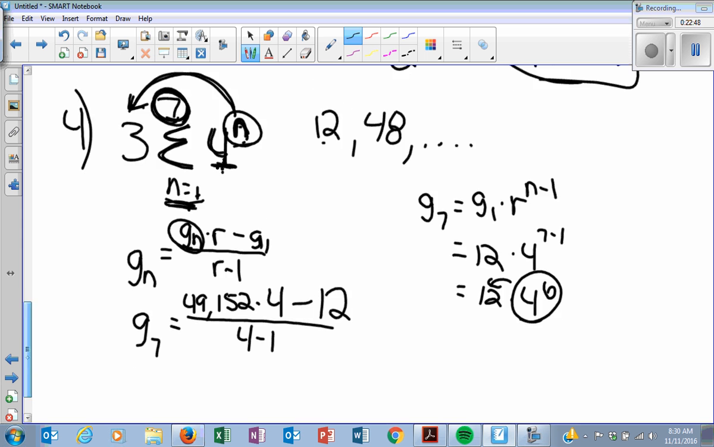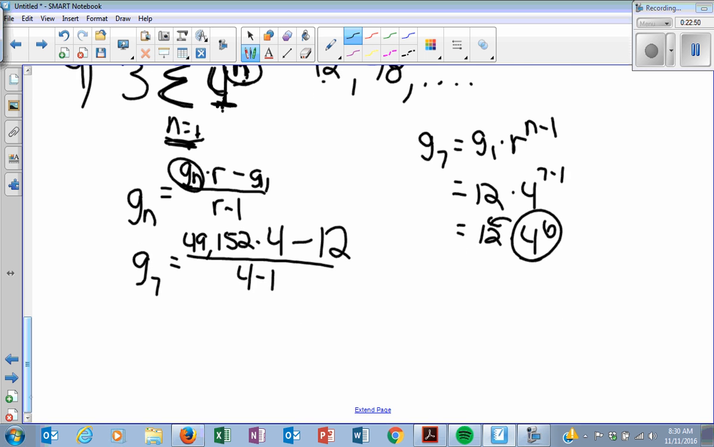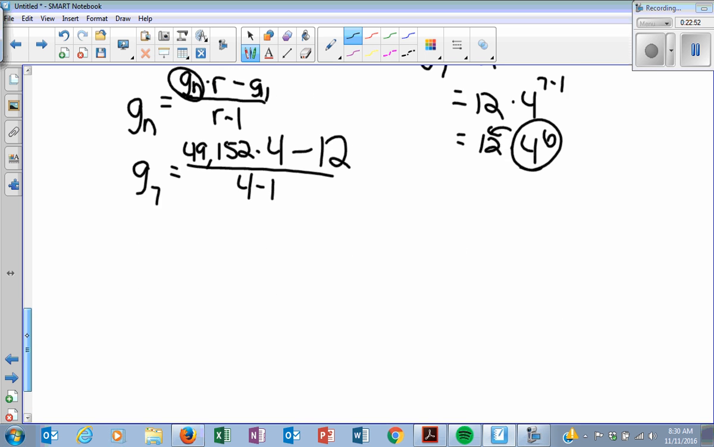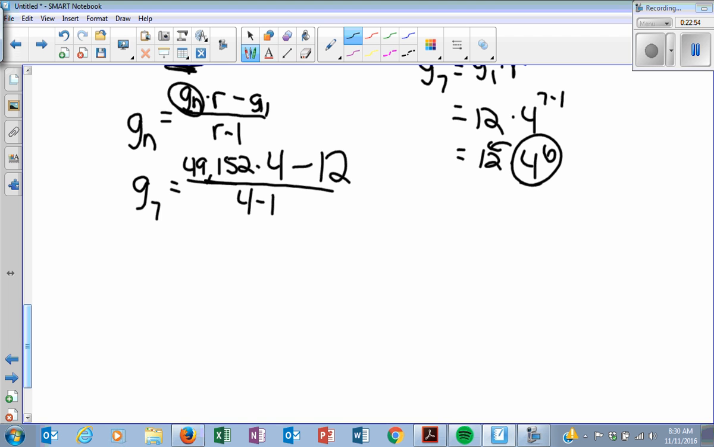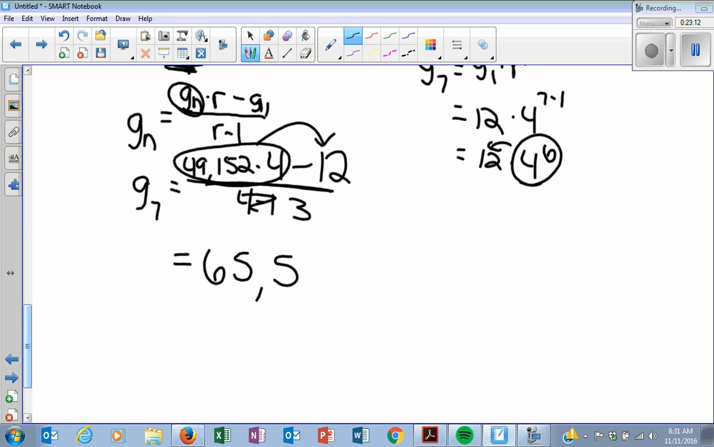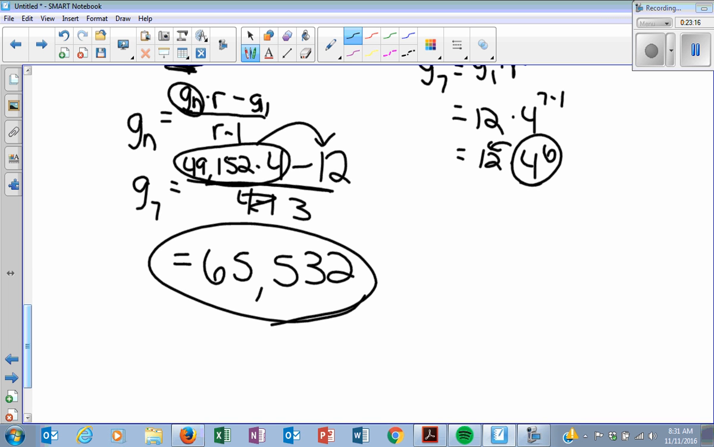So in my calculator, someone do that? What would I do first? I'd multiply this times 4. I'd keep that number in my calculator. I would hit minus 12. And at the end, I would divide by 3, because 4 minus 1 turns into 3. And if we do that, what do we get? 65,532. Does that make sense?